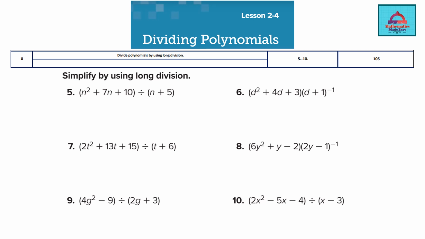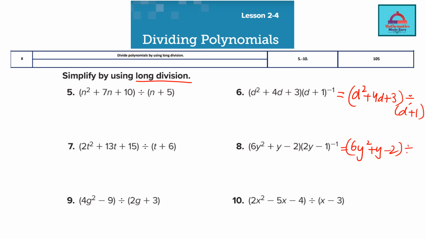Now we are moving on with lesson 2.4, dividing polynomials. Here we are dividing using long division. So remember, this can be written as d square plus 4d plus 3, and if you are multiplying it with minus 1 power, it is the same as dividing with d plus 1. Similarly here, it is the same as dividing by 2y minus 1. Okay, so all of these problems are on division using long division. I will do one problem for you and then I will show you the solutions and explain how these are going to be solved.